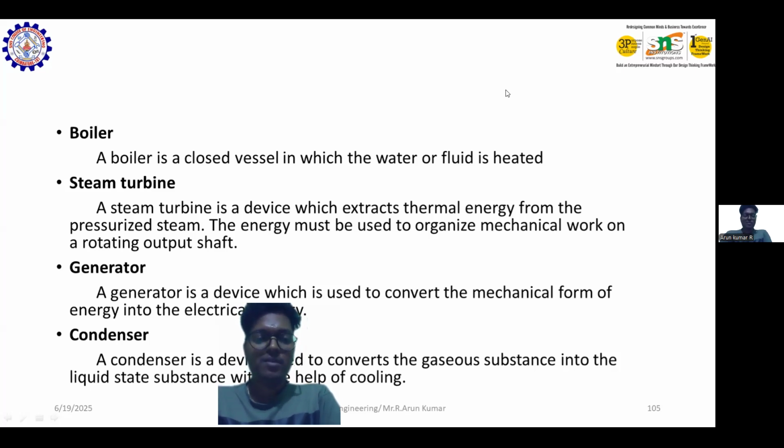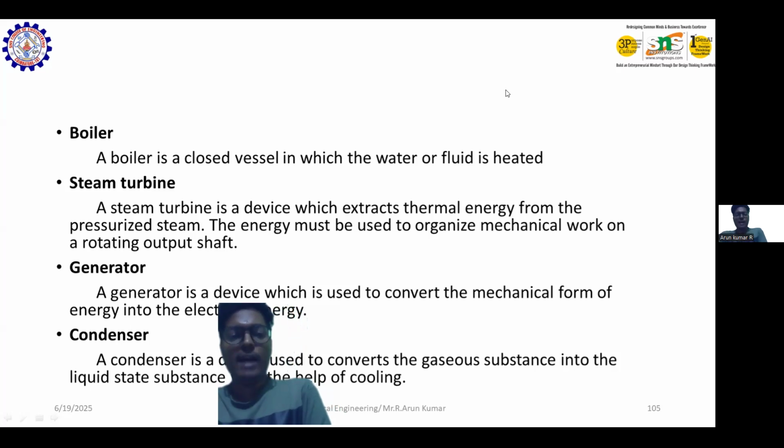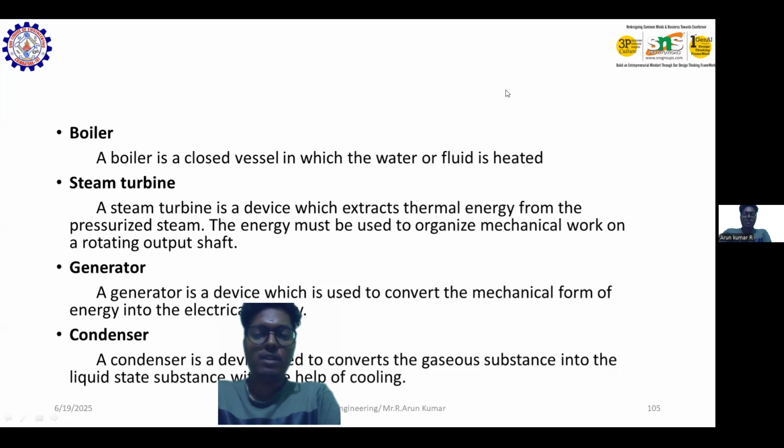Then what is the purpose of the generator? The generator is a device which is used to convert mechanical energy into electrical energy. For example, if you want to convert one form of energy into another, the outcome of this power plant is electric energy. So I derive the mechanical energy from the thermal energy, and then this mechanical work energy is converted into electric energy by using the generator.